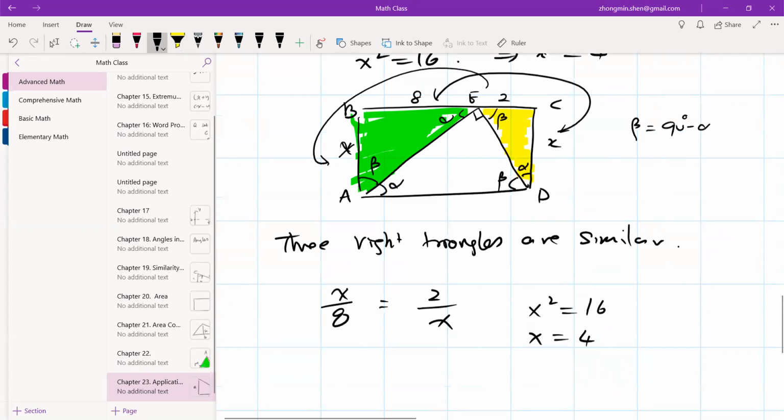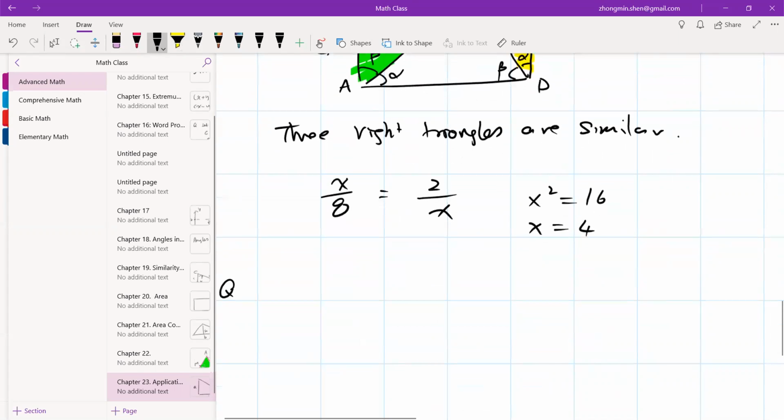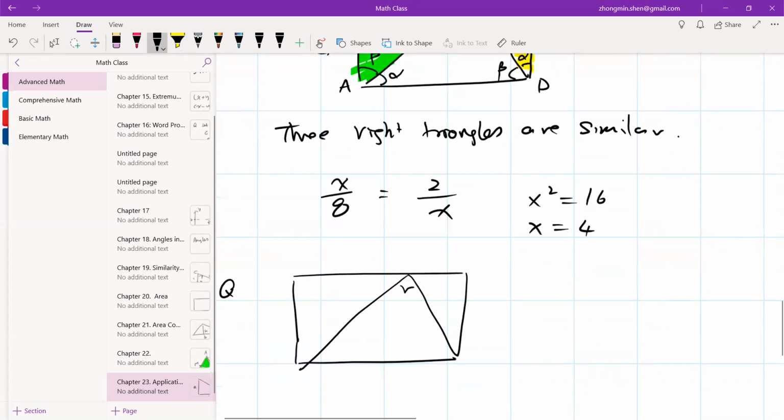Okay, the next problem looks similar, but has quite different ideas. Okay, let's do the next problem. It's still a rectangle. I write this A, this B, this X, and this C.